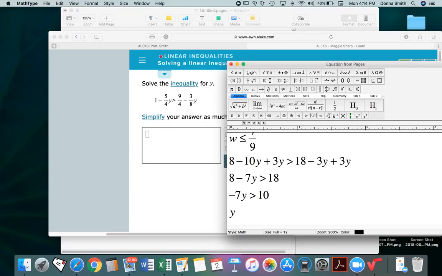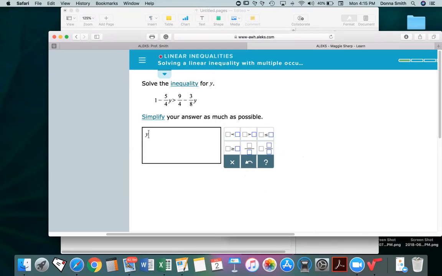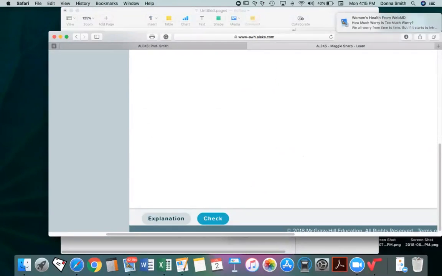So now when I divide by -7, now you switch the signs. Yes. So I'm going to divide by -7. Switch this sign, less than, and divide this by -7. And so what's going to happen is the -7s cancel. And so we're going to get y less than -10/7. So at least I can get you to where you are.